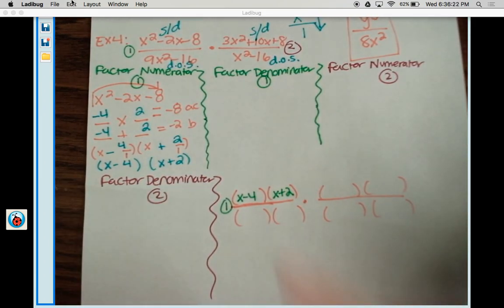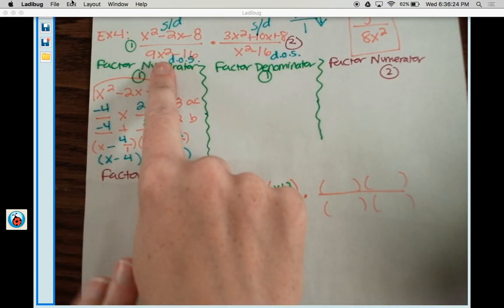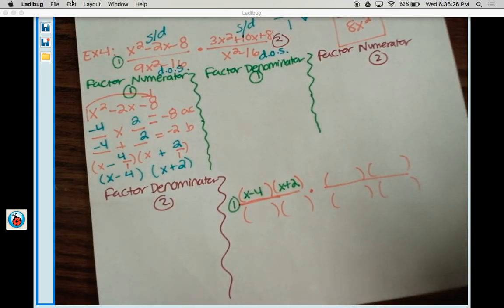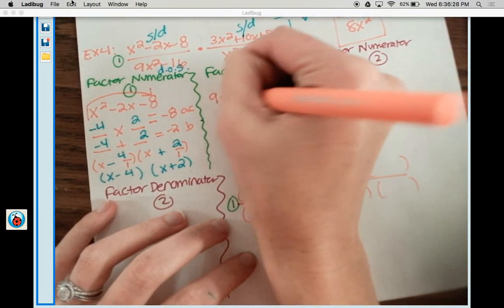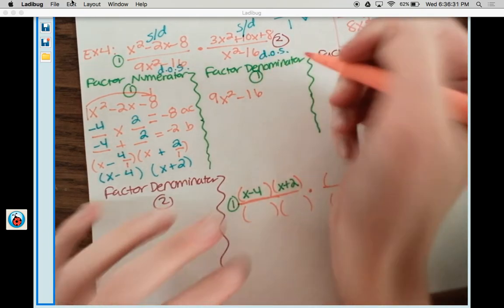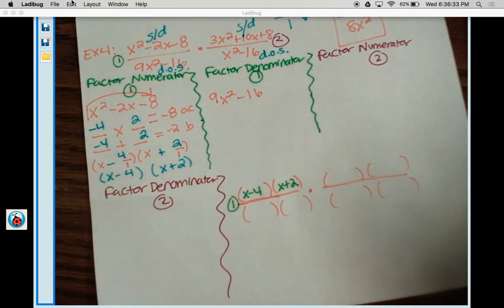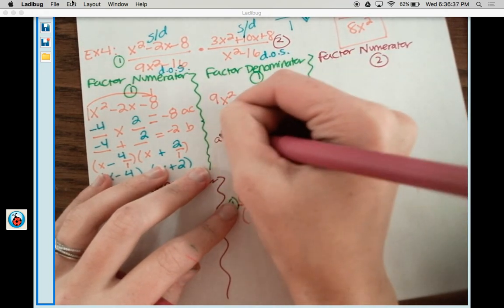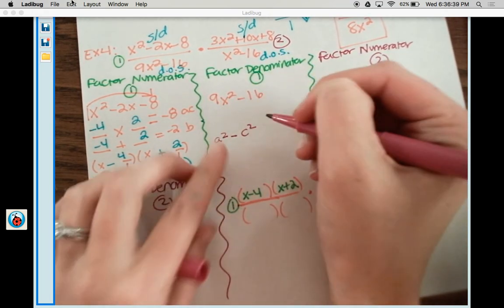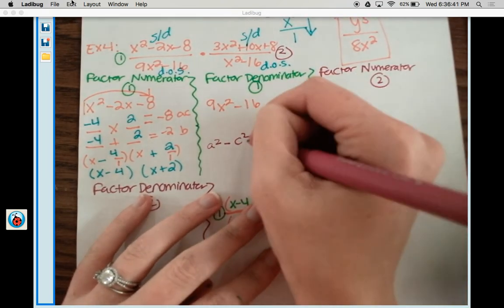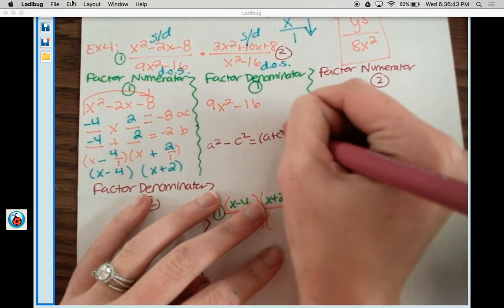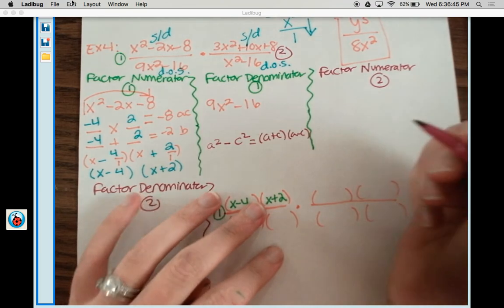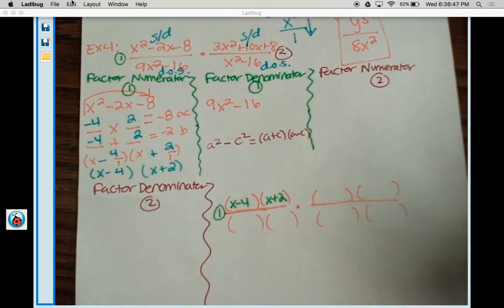Awesome. So let's shift to the denominator. This one we're going to do a difference of squares on. Remember our difference of squares: the formula says a squared minus c squared. So we have 2 perfect squares and we're subtracting. You simply add the a and c and subtract them. So we must find our a and our c value.